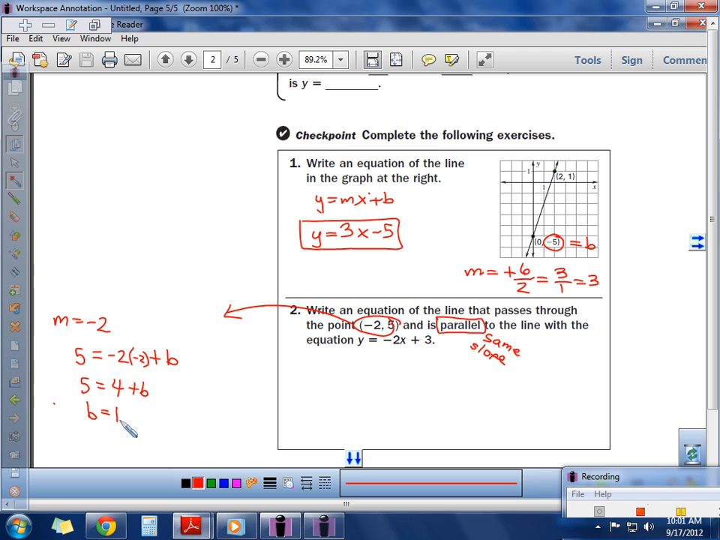A lot of people quit there. It's a bad spot to quit. I'm telling you, it's the common spot where people quit. You got to substitute. You got to plug it back in. So that final answer should be y equals negative 2x, then write our b, positive 1, plus 1. There's our final answer for number 2.